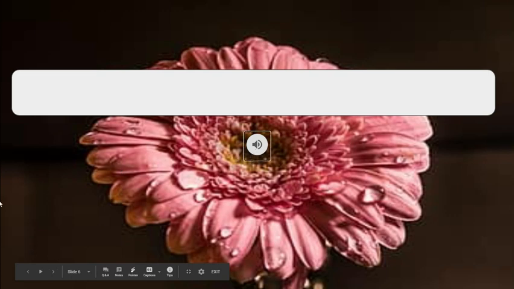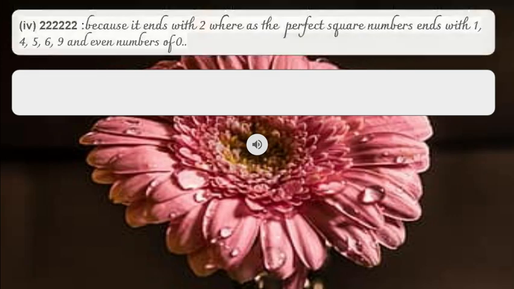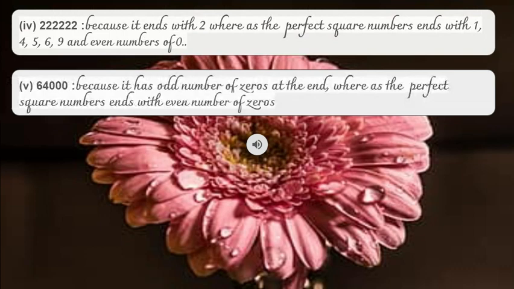Now the fourth number, 222222. Here it is ending with 2. So what is the answer? Because it ends with 2, whereas the perfect square numbers end with 1, 4, 5, 6, 9 and even numbers of 0. Next number is 64,000.